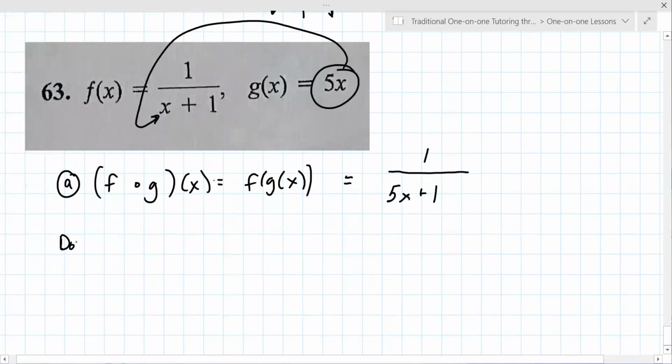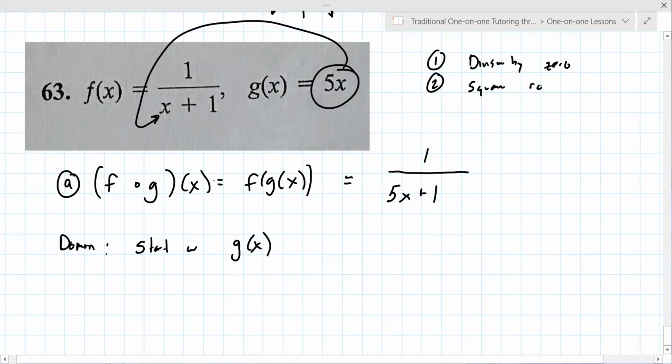Now, when we talk about the domain, we're starting with g of x. Are there any limitations on g of x? There are always two things you're looking for in math: division by 0 and the square root of a negative number. We don't have either of those here. So g of x is great. All real numbers, super happy.